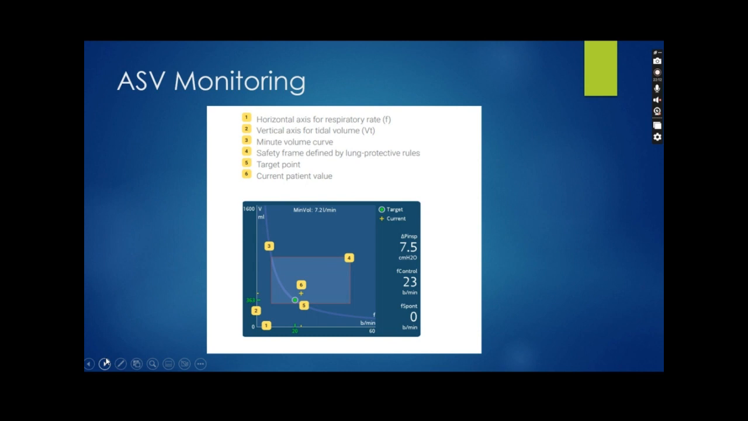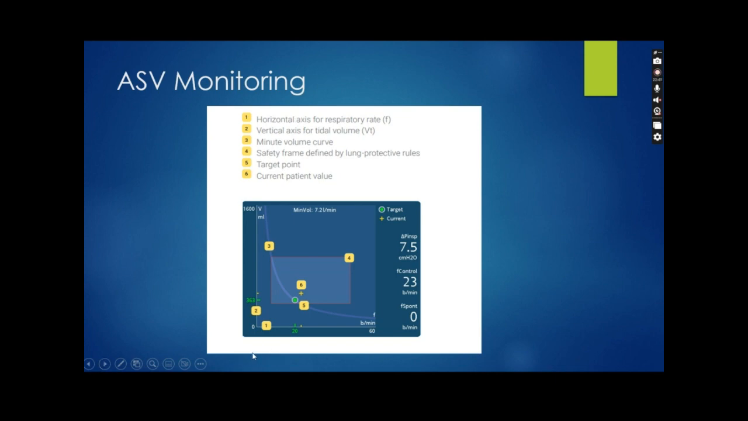So let's look at our ASV monitoring screen that you have the option of setting on the G5 and the C6, and you're also going to see it appear on the T1 and the MR1 as well. This is a monitoring graph that's going to give you a visualization as to what ASV is doing for your patient, where their effort is as opposed to where their target is. So let's look at the graph here for a second.